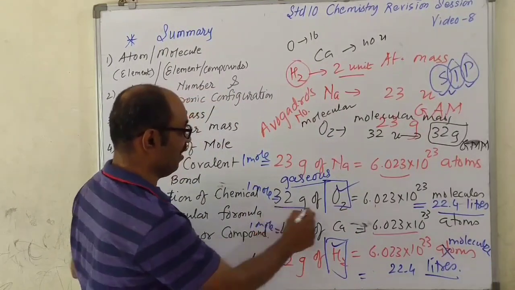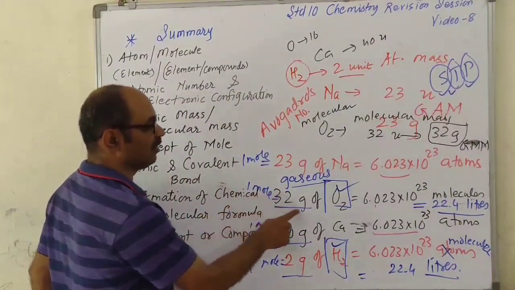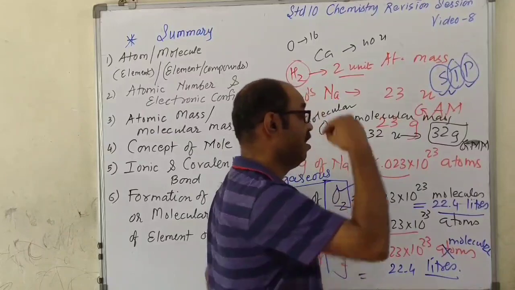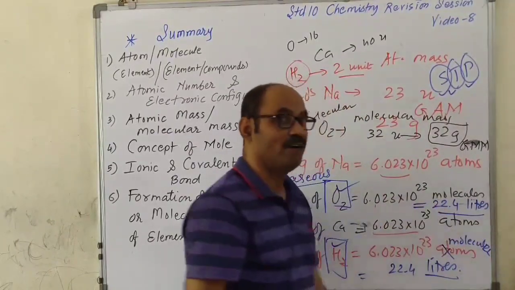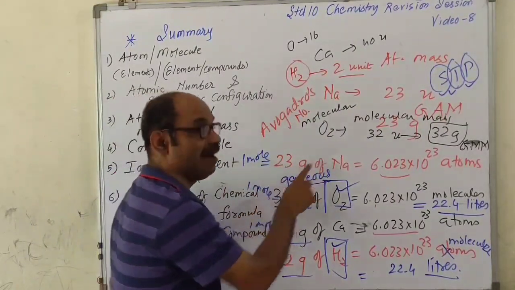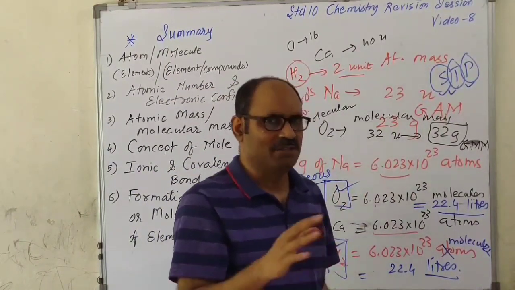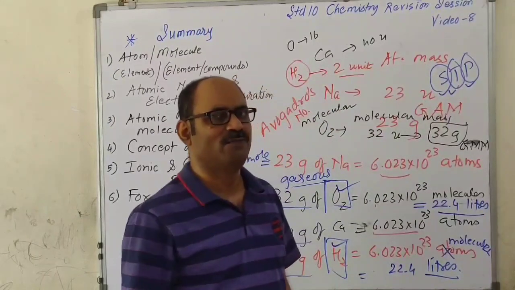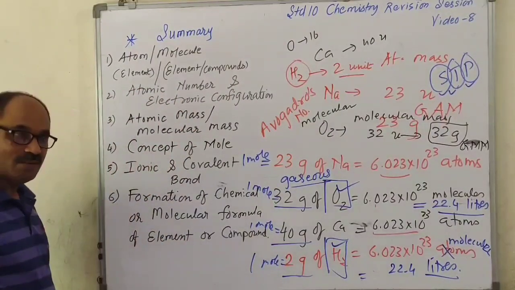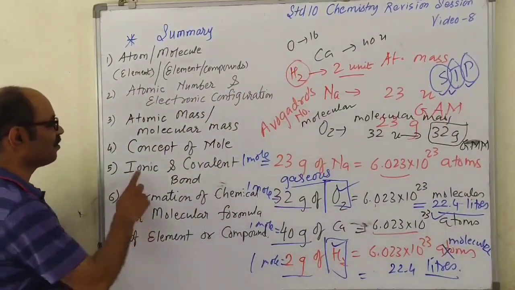Grams would be different, but this is 1 mole. So now you can say 1 mole is 32 grams of oxygen, equal to 6.023 into 10 raised to 23 molecules of oxygen, and that is equal to 22.4 liters of oxygen. 1 mole is 23 grams of sodium, and that is 6.023 into 10 raised to 23 atoms of sodium. But sodium is not a gas, so its volume won't be 22.4 liters. Is that clear to you? So that was about the mole concept which we missed. But the liters part is not in your book, so you don't have to worry.